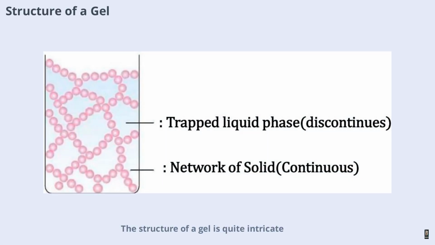The structure of a gel is quite intricate. It consists of a solid network that holds the liquid in place, creating a semi-solid mass. This network is responsible for the gel's elasticity and ability to maintain shape. The solid phase forms a continuous matrix while the liquid is distributed throughout. This structure is visible under a microscope and is key to the unique properties of gels, such as their ability to swell or shrink depending on environmental conditions.